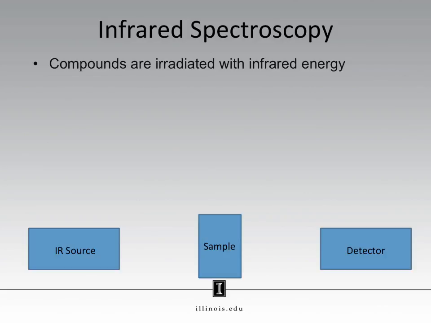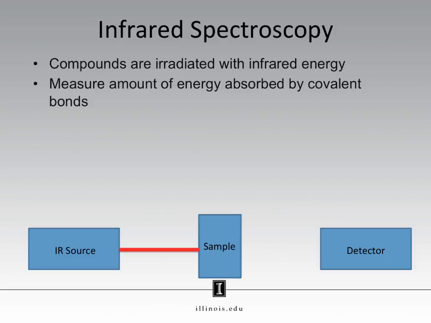Infrared spectroscopy, as you might guess from the name, uses infrared energy. In an infrared, or IR for short, spectroscopy experiment, you have your IR source, and then the IR source irradiates your sample with a beam of IR light. That IR light is then absorbed by the covalent bonds present in your molecule. The instrument then detects how much of that original energy did not get absorbed.